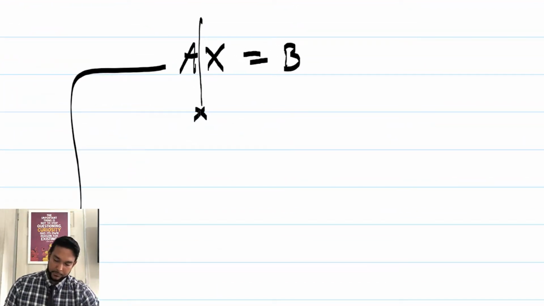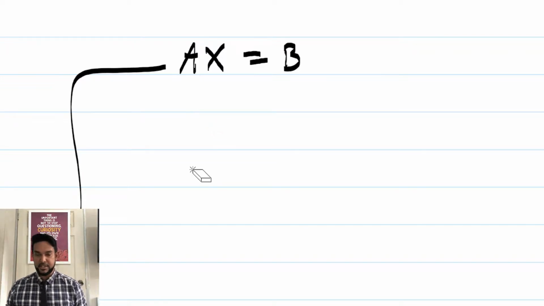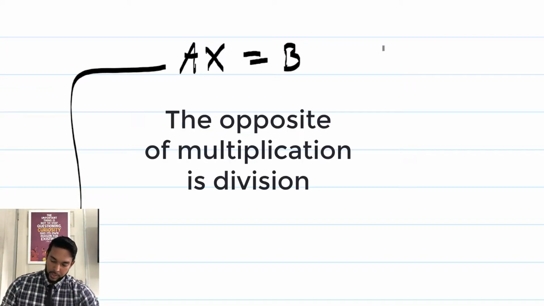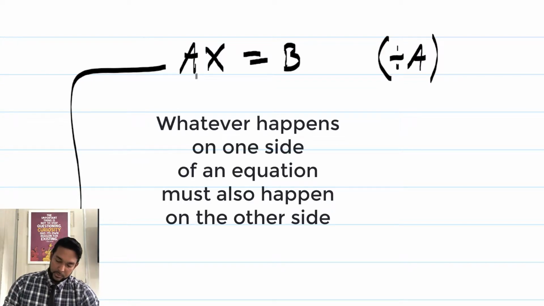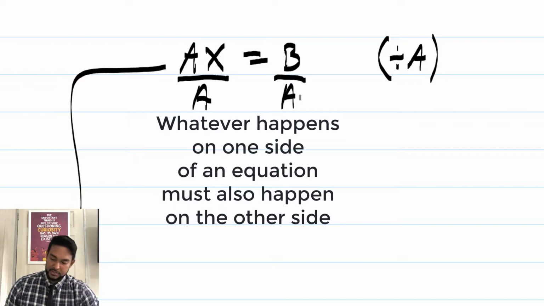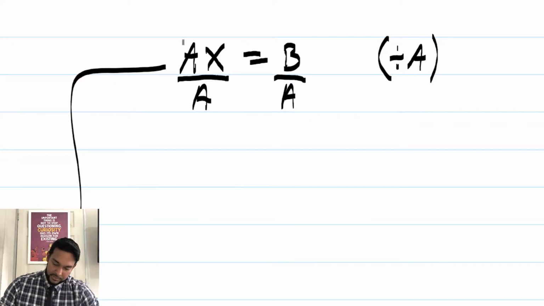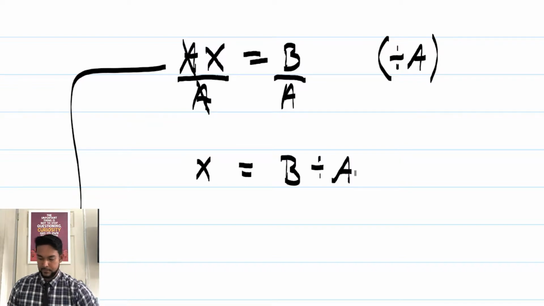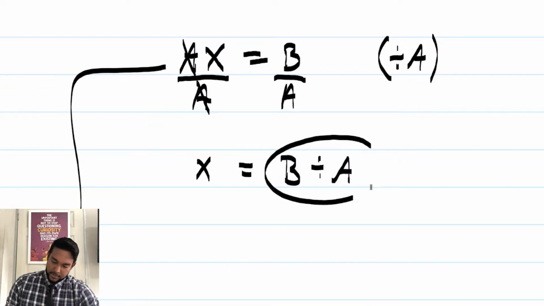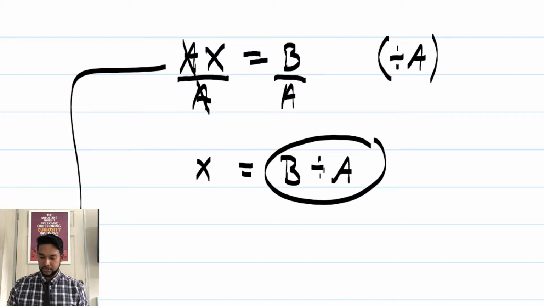Well, multiply. So how do we remove something attached by a multiplication? Well, we have to do the opposite. We have to divide by it. And whatever happens on one side of an equation must also happen on the other side of the equation. So on the left-hand side, we'll see A cancelling with A, leaving us therefore with X being equal to B, essentially divided by A.